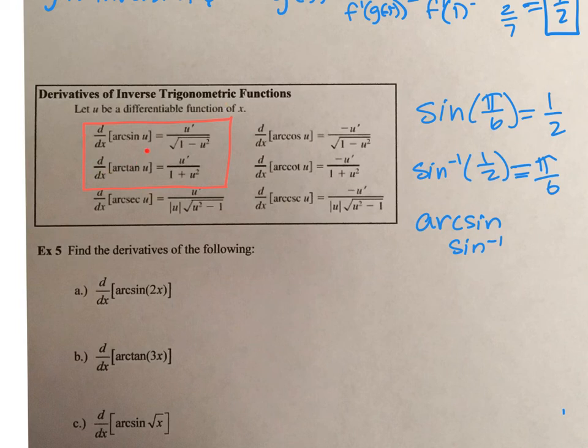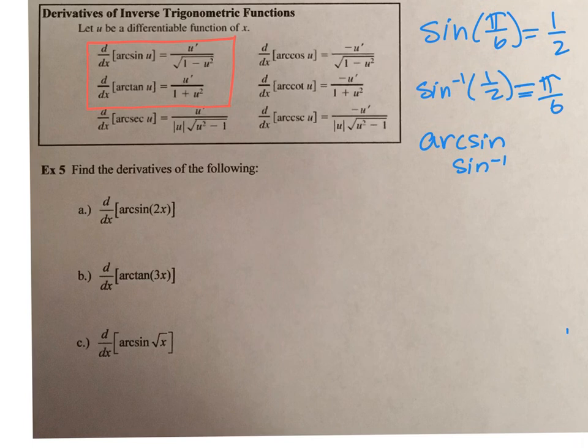Although I will just point out that the derivative of arccosine is just the opposite of the derivative of arcsine, and the derivative of arccotangent is just the opposite of the derivative of arctangent. But anyway, these are the only two that we really need to know. So let's just do a few examples. Let's start with this first example, letter A. Let's find the derivative of the arcsine of 2x.